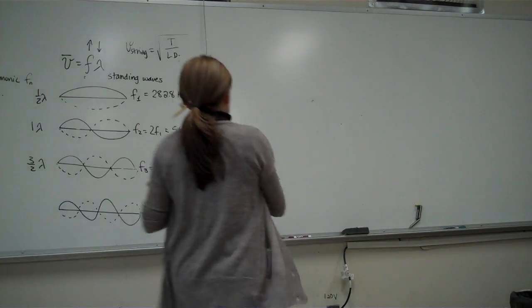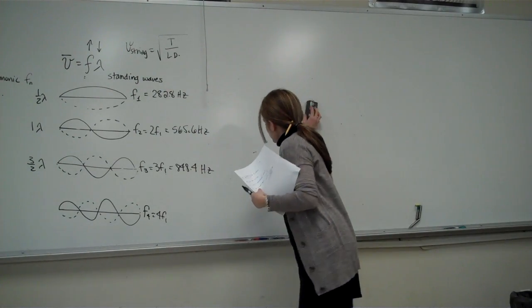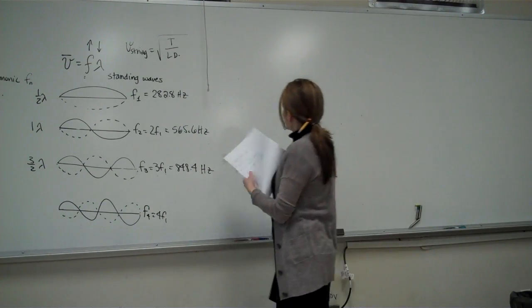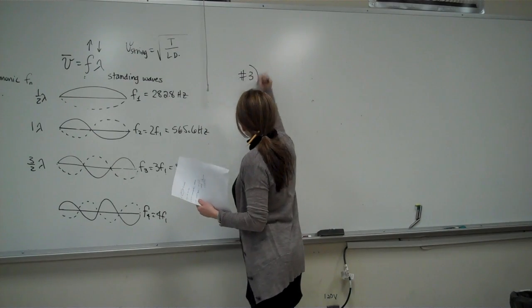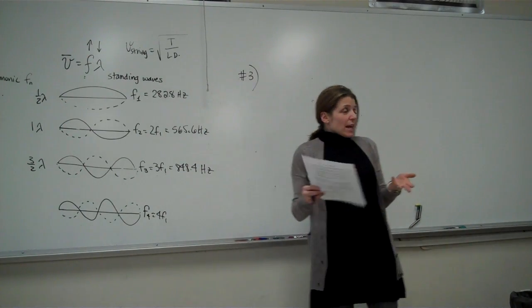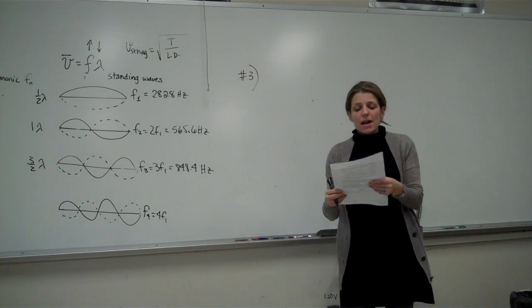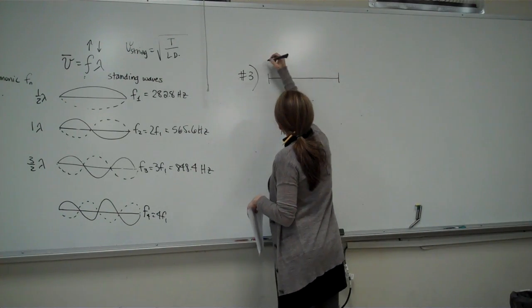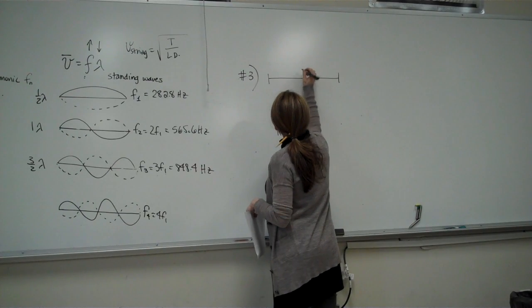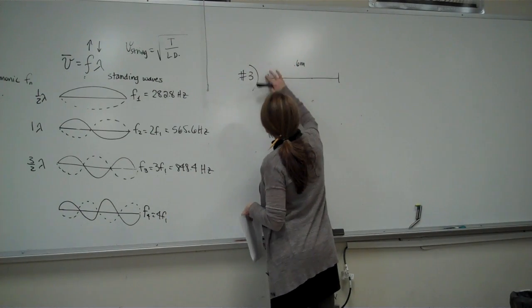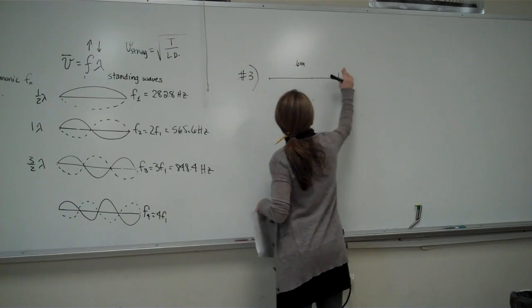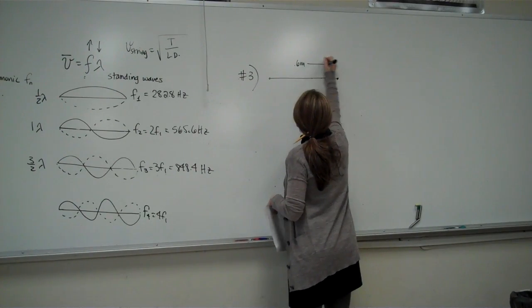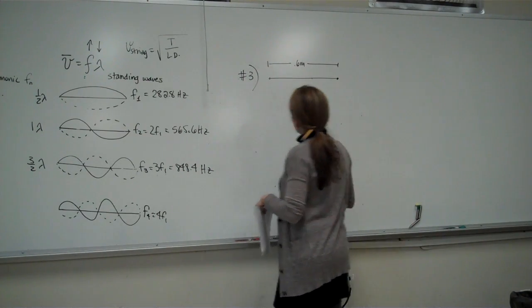So the last thing that we're going to do is question 3. Question 3 says, I have a guitar string that's of a length 0.6 meters. That's the length of it. I should draw it like that. Here's the string. And the length of it is 0.6 meters. Okay?